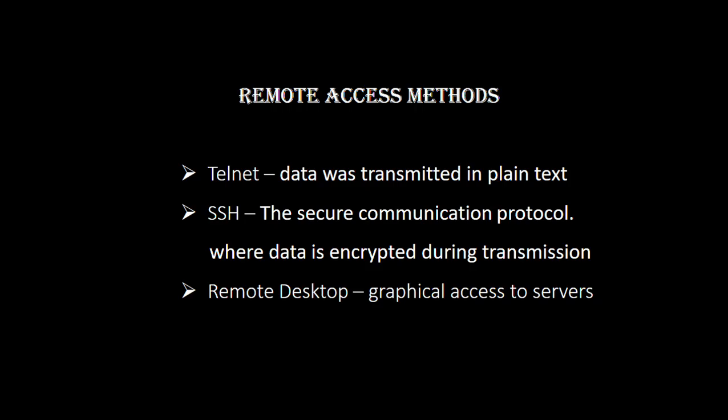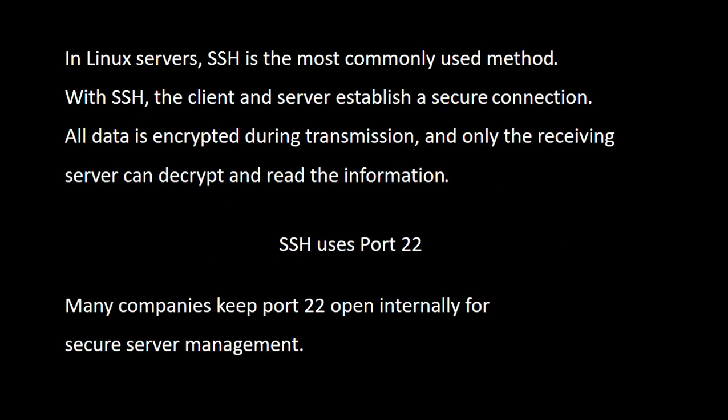We have three types of remote access methods: Telnet, where data was transmitted in plain text; SSH, the secure communication protocol, where data is encrypted during transmission; and remote desktop. Generally, it is used when we need graphical access to servers. In Linux servers, SSH is the most commonly used method.